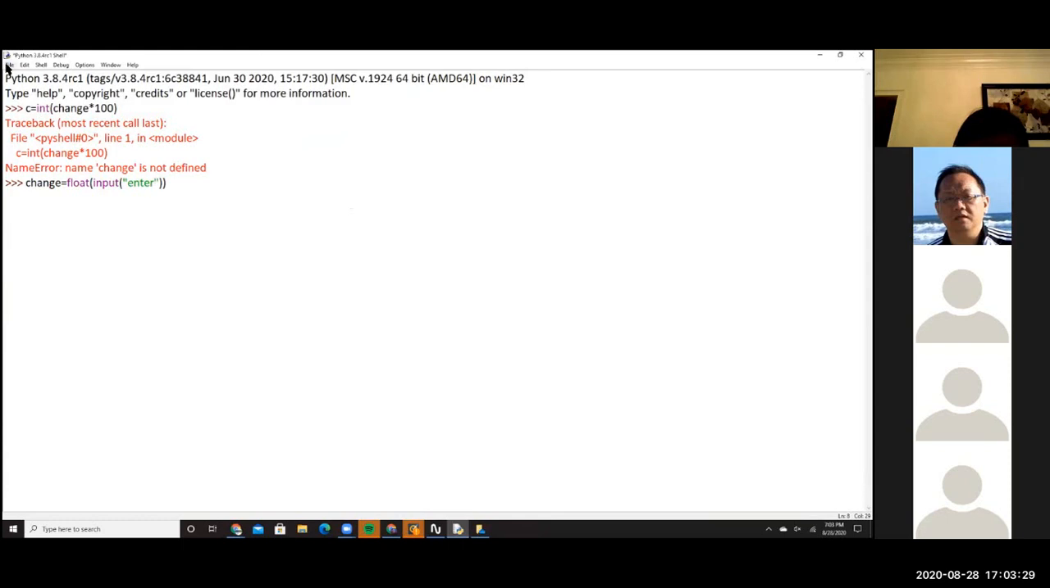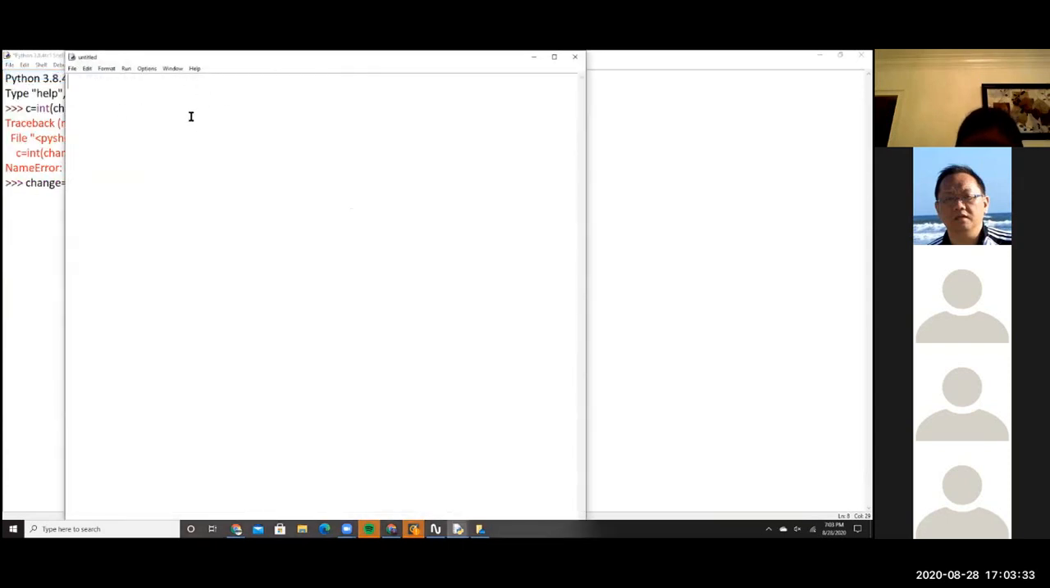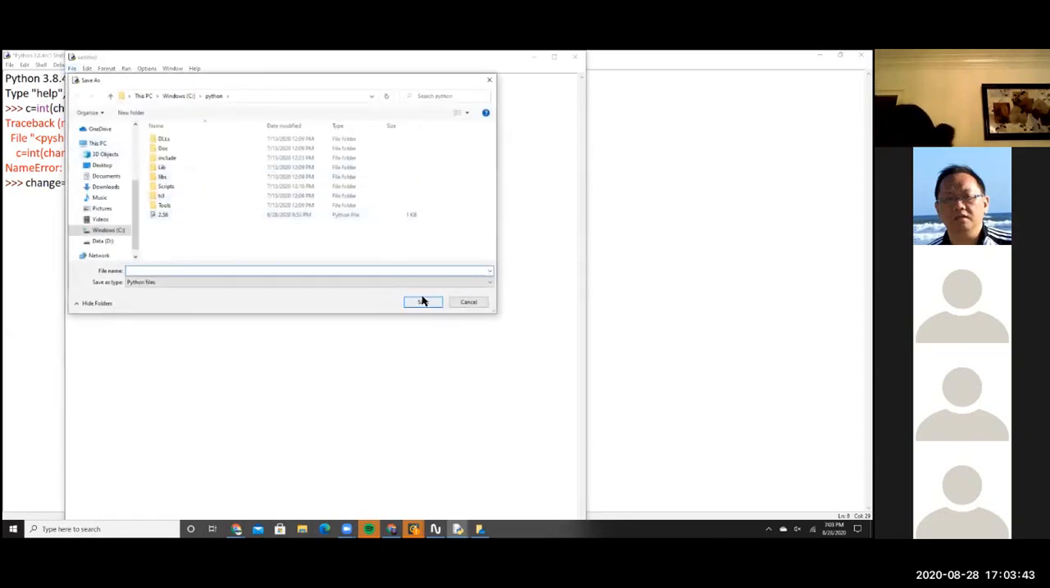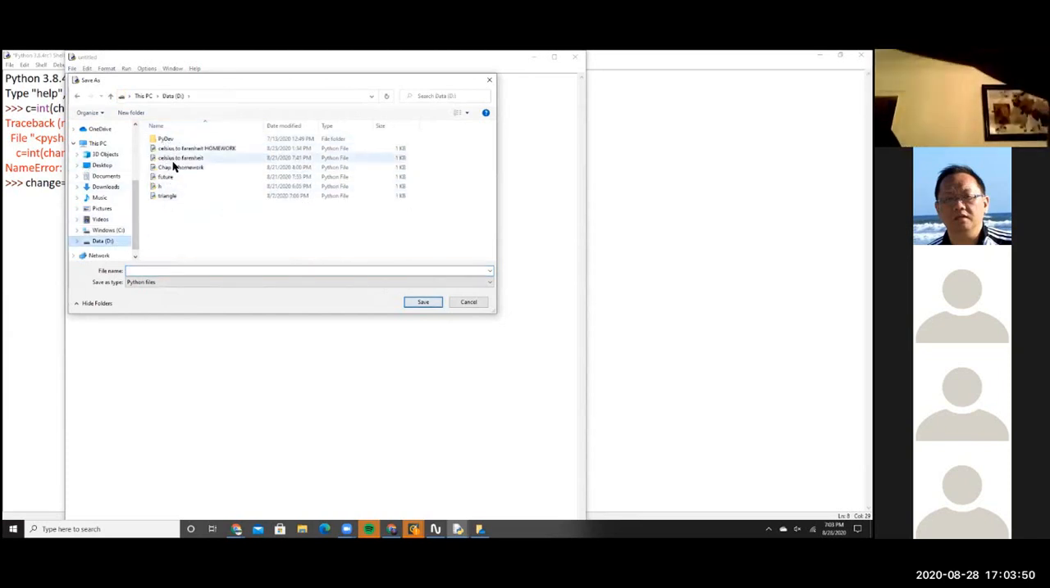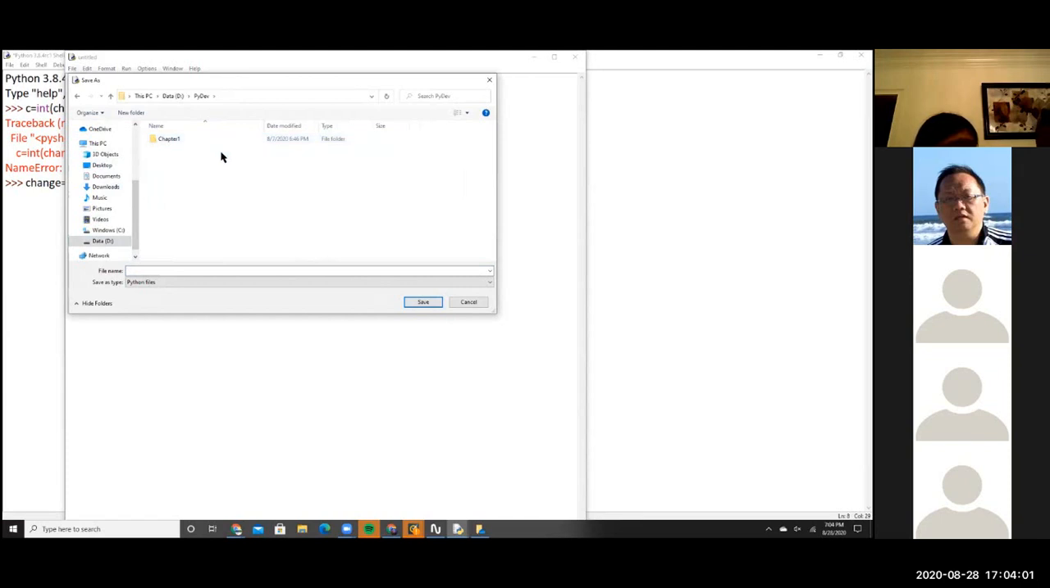Okay. File, new file. Yes. File, save as. Go to file, save as. You go to a directory where you store your program. Yes. So here, actually go to tab. Go to there. Yes. Double click on that.